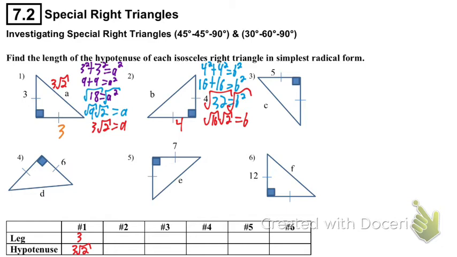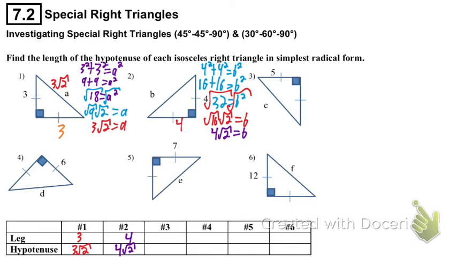Investigating special right triangles, yes. So that's what we're doing. What is the square root of 16? 4. That's why we chose the square root of 16 there, because it's 4, not under a square root anymore, times the square root of 2. So we're going to fill out our table. My leg is 4. My hypotenuse is 4 times the square root of 2.